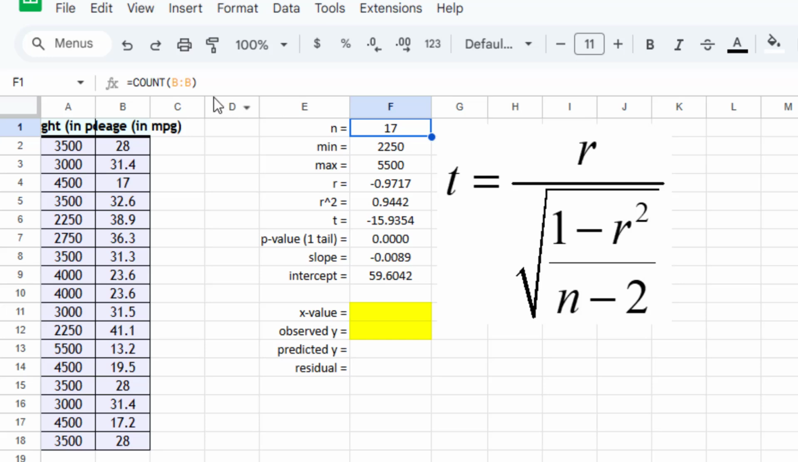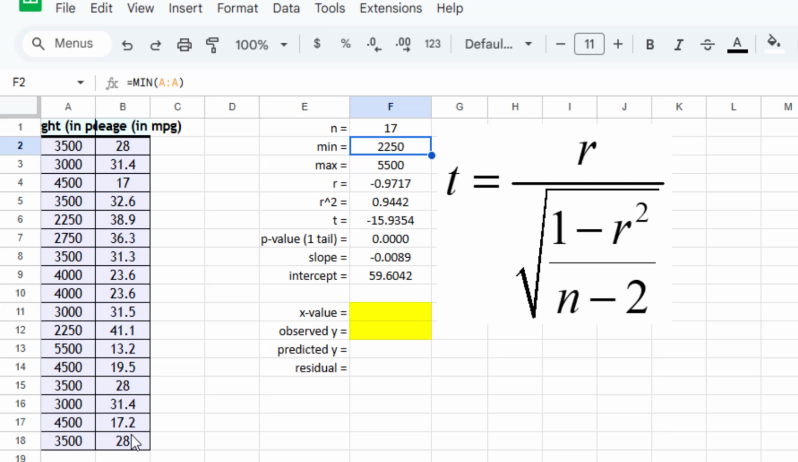So the first one is the simple count function, where it's just counting up how many numbers I have in column B. I could have just as easily done how many numbers I have in column A, because when you're doing n, sample size, it's the number of pairs. And since they're going to be paired up, you're going to have the same amount of numbers in both column A and column B.